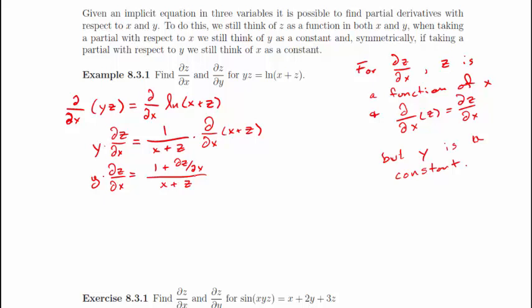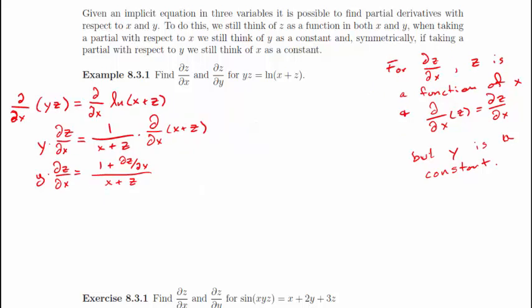Now this is going to get a little messy. I'm going to reorganize things again. Pause and reorganize. Okay, just gave myself a little bit more room here. It's always nice to isolate what we're looking for. So we're looking for the partial of z with respect to x. I'm going to multiply this x plus z over to the other side and distribute.